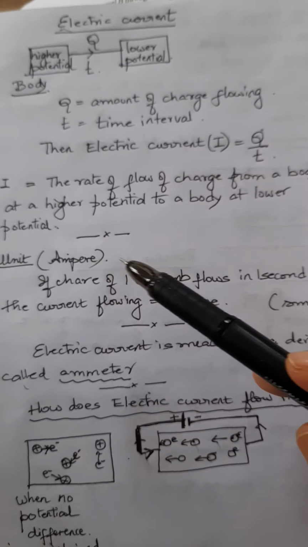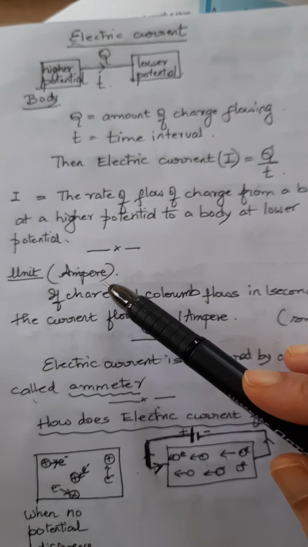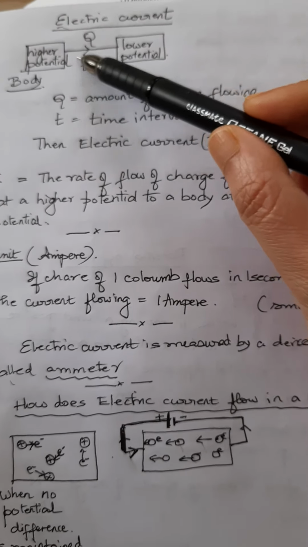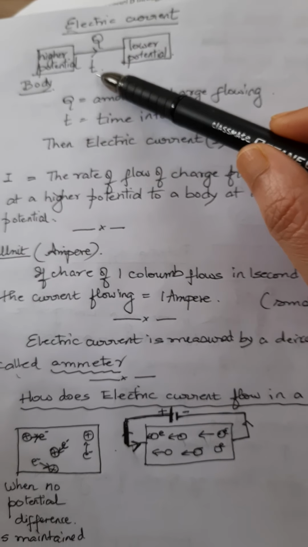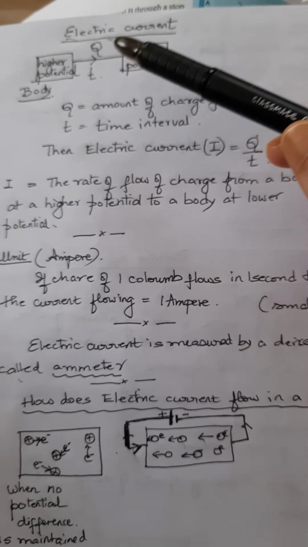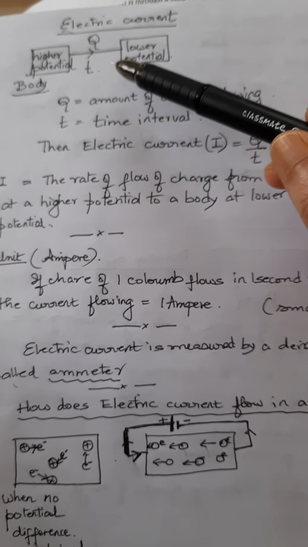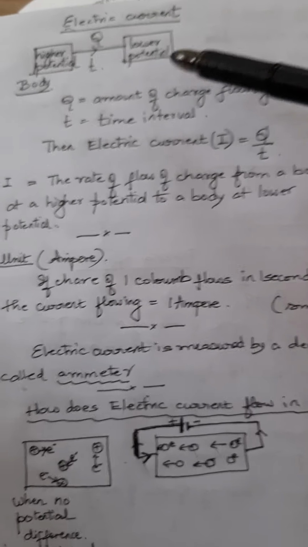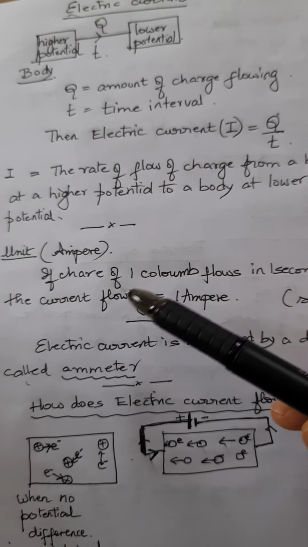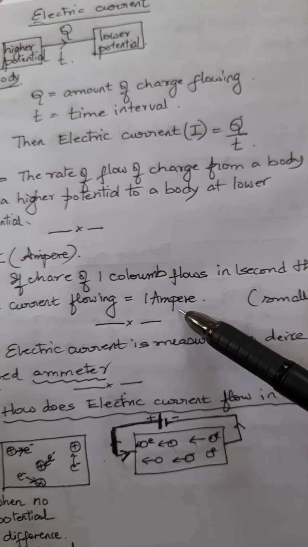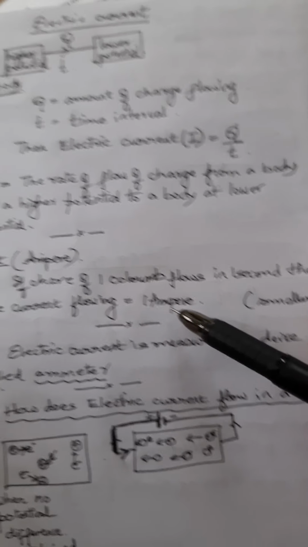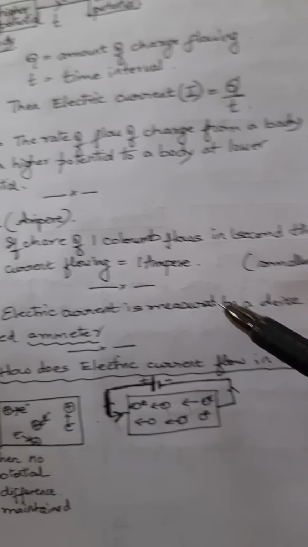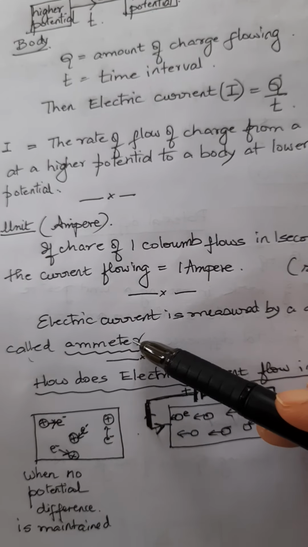Now the unit of electric current is the ampere. If a charge of 1 coulomb is flowing in 1 second, then we say that the current flowing is 1 ampere. Again, I am repeating that electric current is the rate of flow of charge. There are also smaller units, milliamperes and microamperes, which we can see from the textbook. Electric current is measured by a device known as an ammeter.